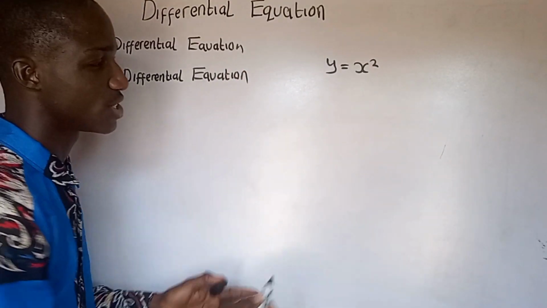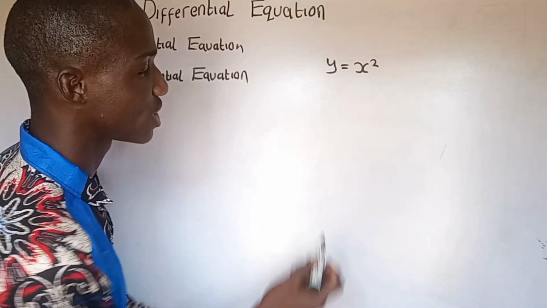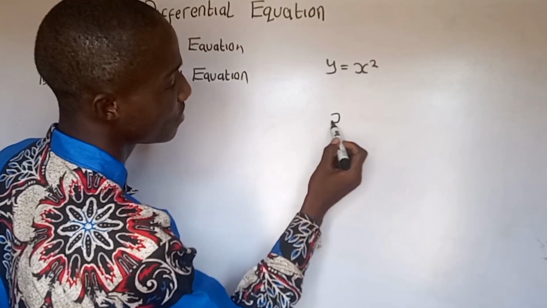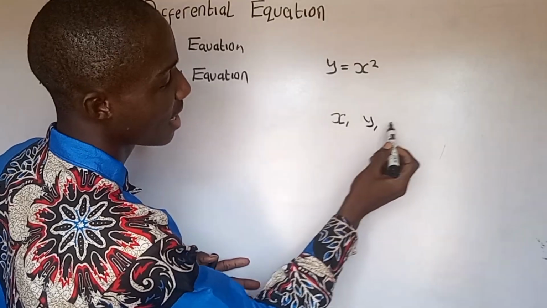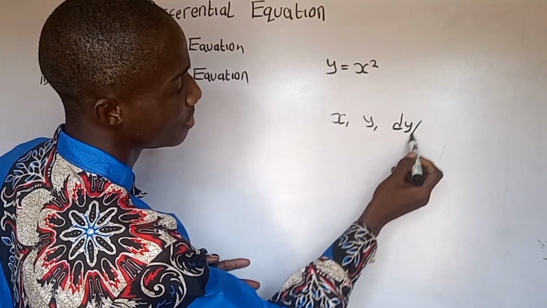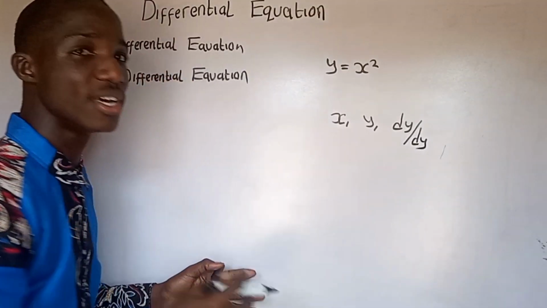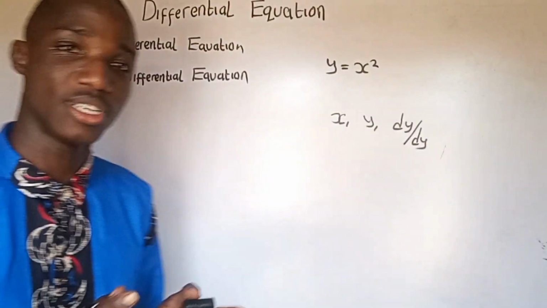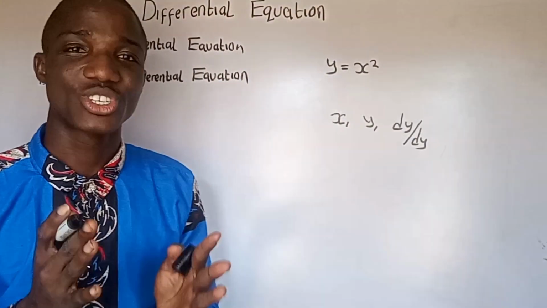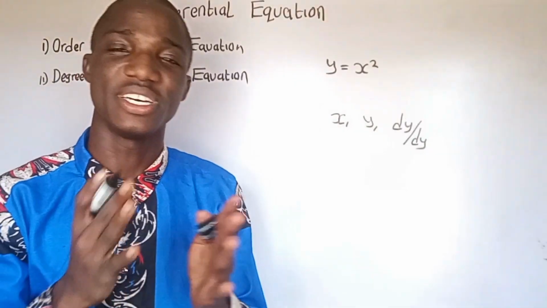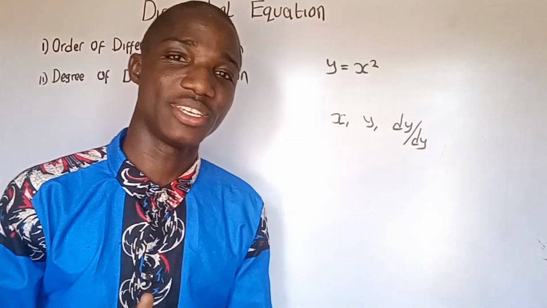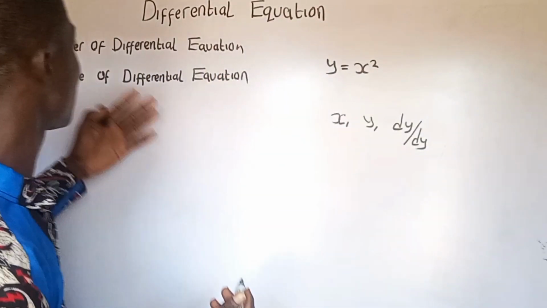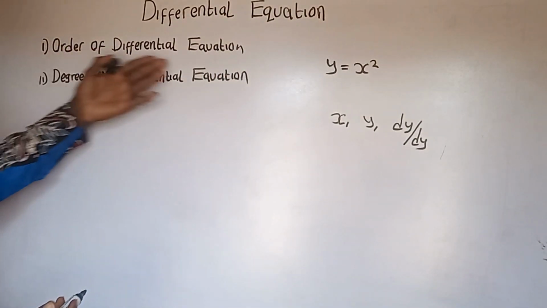Now, what is a differential equation? A differential equation is an equation that consists of an independent variable x and a dependent variable y, and the derivative of the dependent variable with respect to the independent variable. So in a simple sense, a differential equation is an equation that consists of the derivative of a dependent variable with respect to the independent variable. Now, let us proceed to the order of a differential equation.